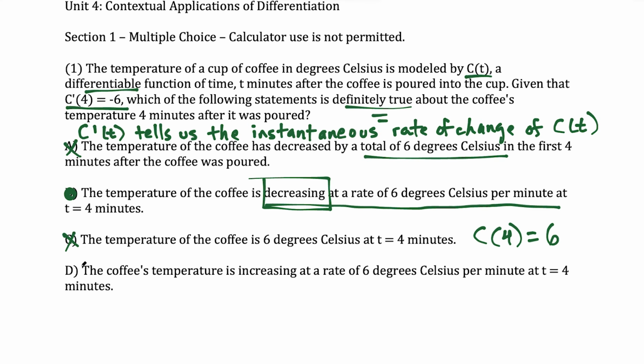And then choice D is almost good, but it says the coffee's temperature is increasing at a rate of 6 degrees Celsius per minute at t equals 4 minutes. So that would be true if C prime of 4 was equal to +6. But that doesn't make sense. If you pour coffee into a cup on your countertop, the coffee's not going to get hotter once you pour it into a room unless the room is insanely hot, and then you're probably not going to want to drink a cup of coffee anyway. But in either case here, choice B is our solution.